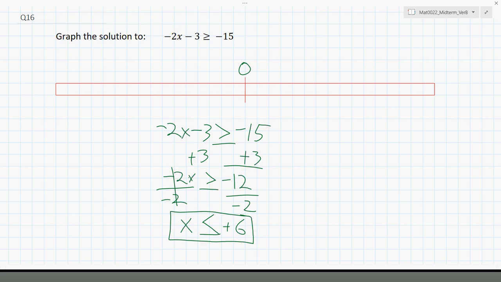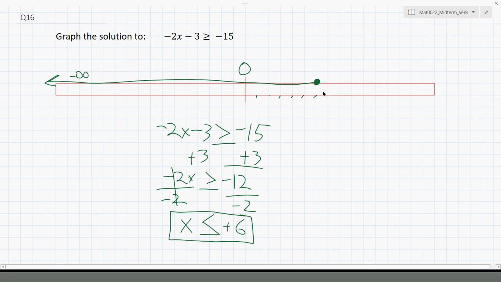So, you don't have to put the plus sign. I put it there just to remind myself it is positive, because we're dealing with both positive and negative numbers. At this point, I'll go 1, 2, 3, 4, 5, 6. That's our 6th line right here. And on a line, this is an equal, so the dot will be filled in, and then the line will go all the way to negative infinity, because x is less than it.